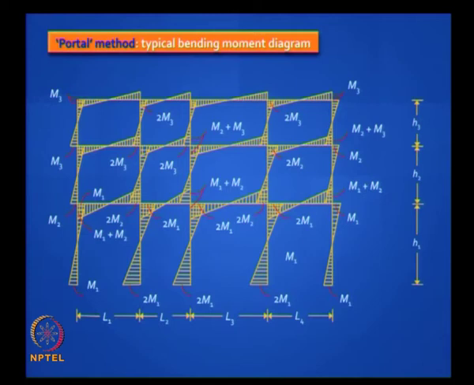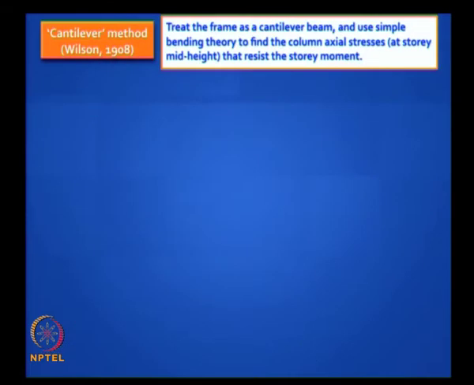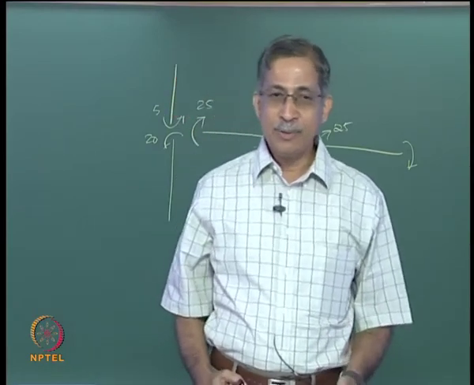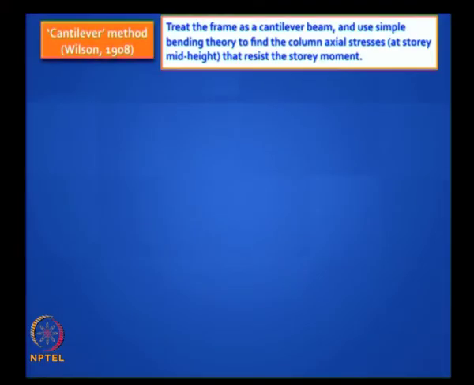So typically, if you are given any building, say 3-storied 4-bay building, it will look like this. You can work out formulas, but my suggestion is don't worry about any formula, just do it on the board, on the paper, because you won't get many big problems. In the cantilever method, which is a little more difficult, Wilson came up with the suggestion that you treat the frame as a cantilever beam. That means the whole building is treated as a cantilever beam, and you use simple bending theory to find the column axial stresses at story mid height that resists the story moment.